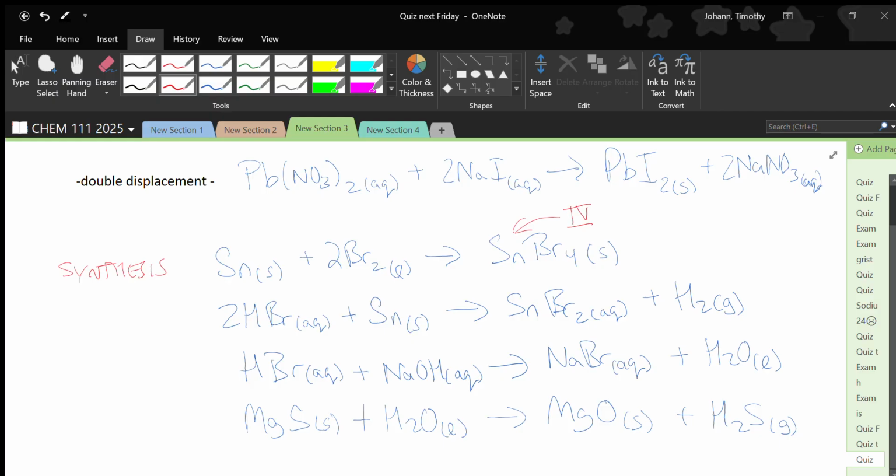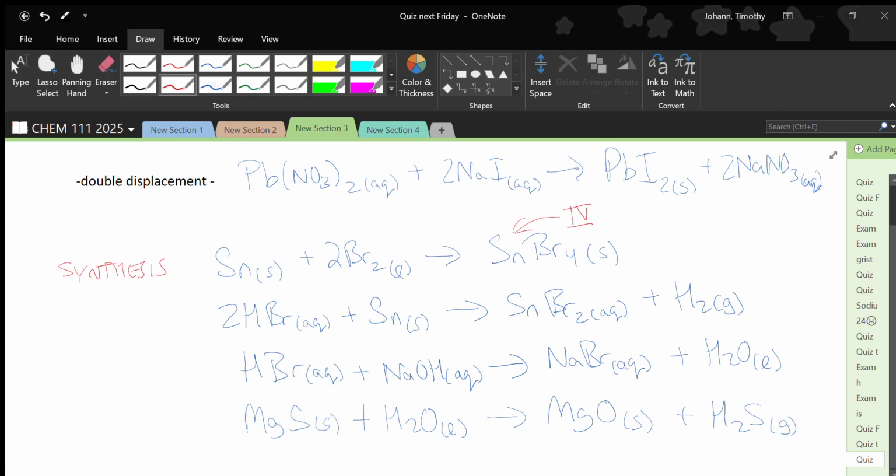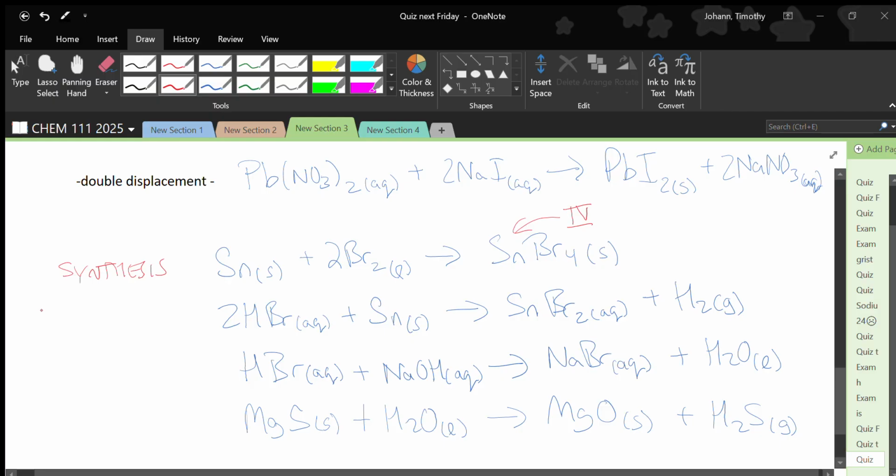How about this next one? It's not 2 makes 1, and it's not 1 makes 2. What was that? Single displacement. So I have tin all by itself, right? And then tin gets a partner, and I have hydrogen with a partner, and then it is all by itself. Okay, so single displacement.